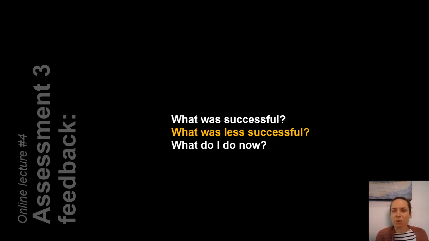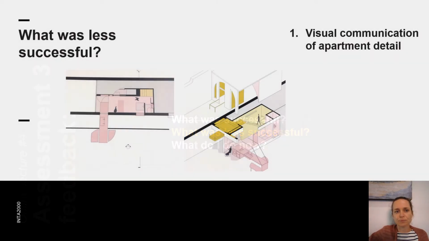So we're now going to talk about what was less successful in Assessment 3 as you move towards Assessment 4. What we found is that although there was good form making demonstrated in response generally to the project brief, the visual communication of the apartment detail was less apparent, particularly in the drawings. By that I mean you need to communicate to us not just the overall forms, but the detail of the functions. So where do you eat?